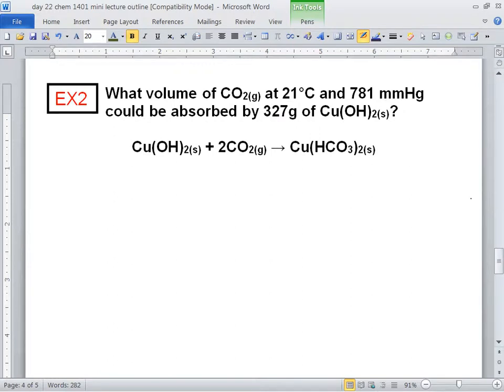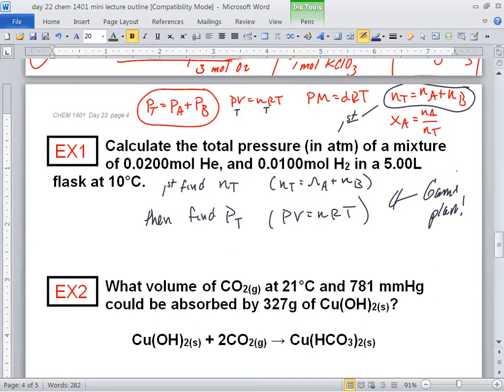What volume of CO2 at 21 degrees Celsius and 781 millimeters of mercury could be absorbed by 327 grams of copper(II) hydroxide? Oh my gosh, Sydney. So here's all of our equations up here. You have a game plan for this one? Anybody have an idea?